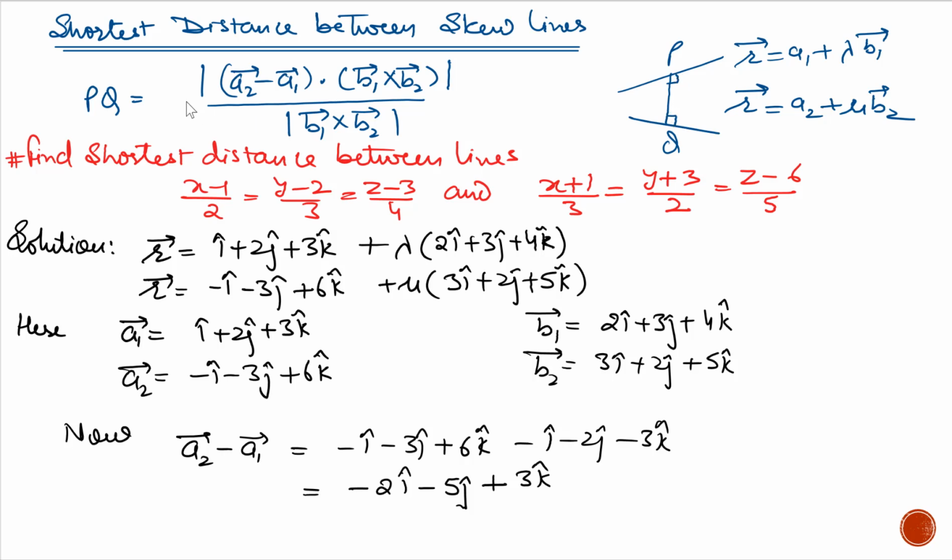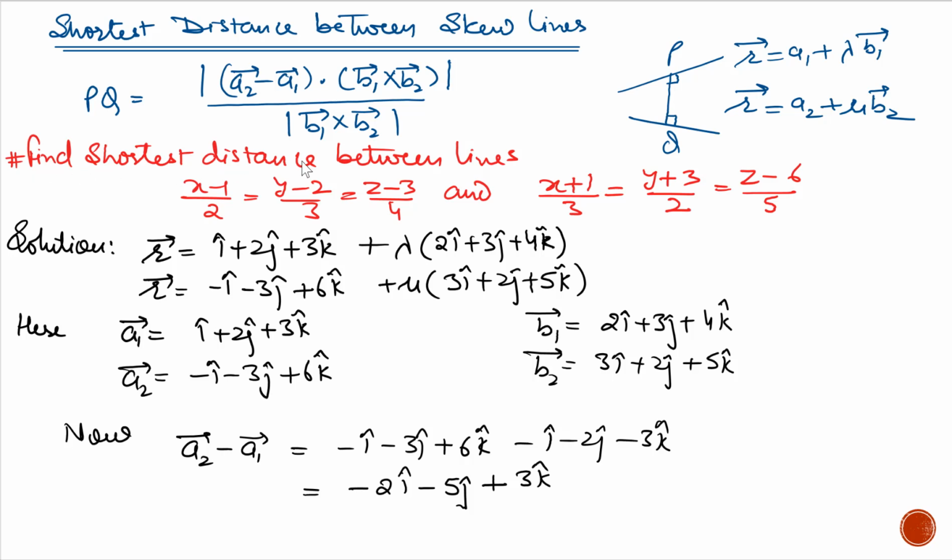Here PQ equals the modulus of (a2 minus a1) dot (b1 cross b2), whole divided by the modulus of b1 cross b2. Or we can use this formula: (b1 cross b2) dot (a2 minus a1), in modulus, divided by the modulus of b1 cross b2, because a dot b equals b dot a. So either we use the formula (a2 minus a1) dot (b1 cross b2) or (b1 cross b2) dot (a2 minus a1).